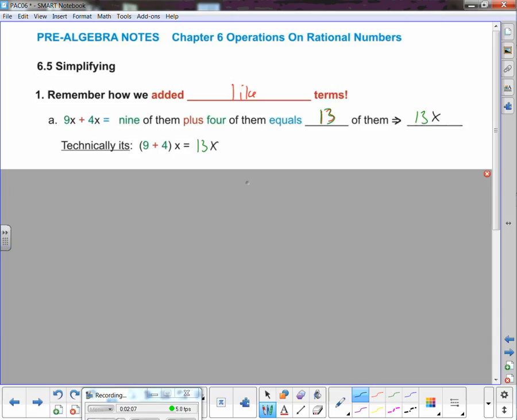You're just adding up like terms. They have to be the same thing to add them up. Can you add up x's and n's? No. They're not like terms. Just like you can't add apples and oranges.